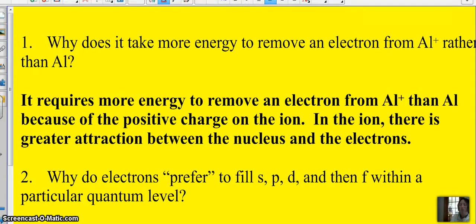I thought there was a question about degenerate orbitals somewhere. If you do have a question about degenerate orbitals, I'm going to add it in up here because I thought it was there.